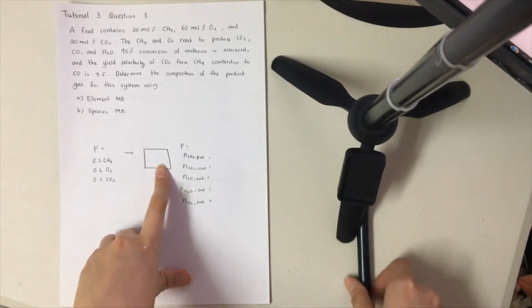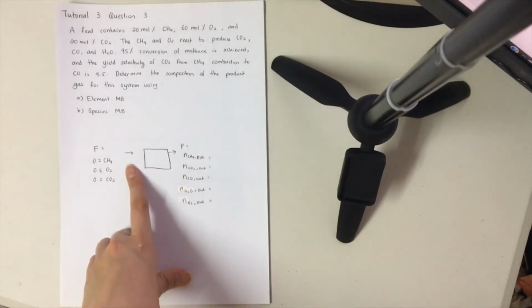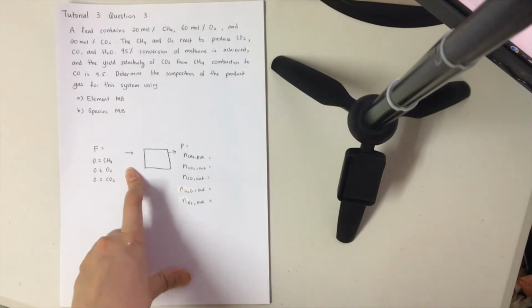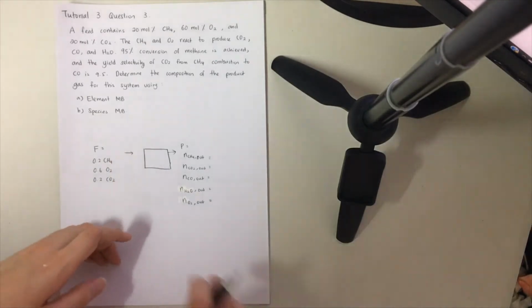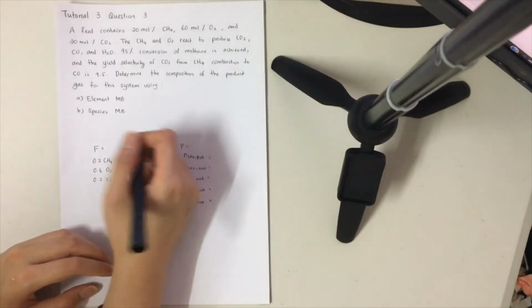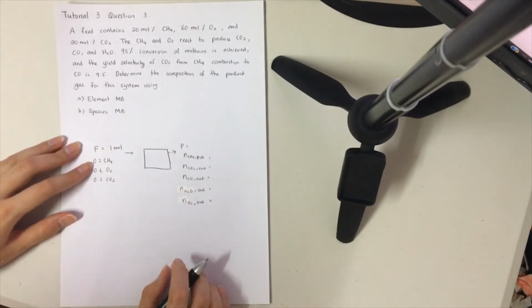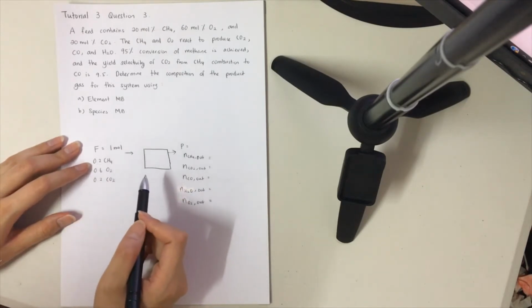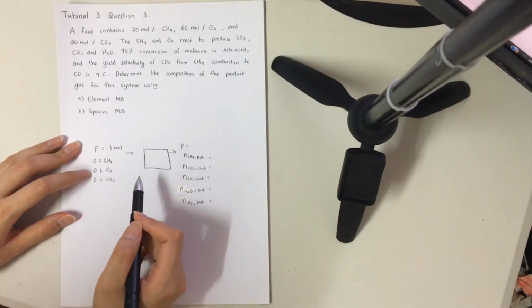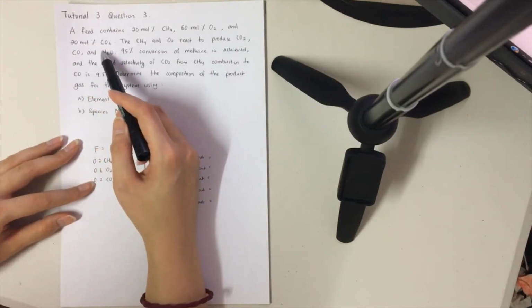So over here we draw up the process. It's similar to question 2 in tutorial 3, which is the previous question. So your feed here, we shall give it a basis of 1 mole. So the feed contains 20% of CH4. This is in fraction. So that's 0.2 CH4, 0.6 O2, and 0.2 CO2.